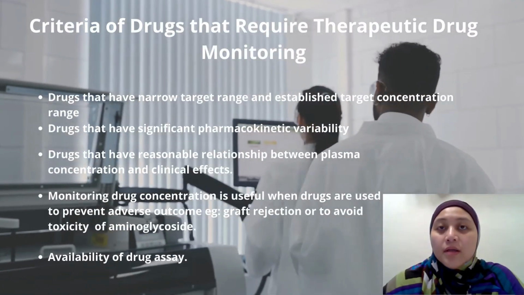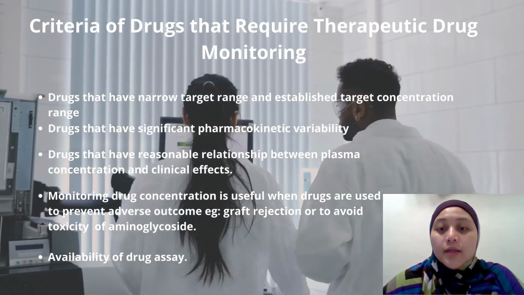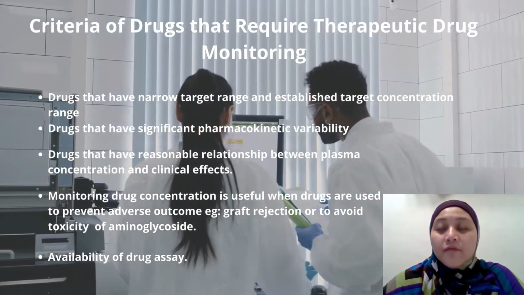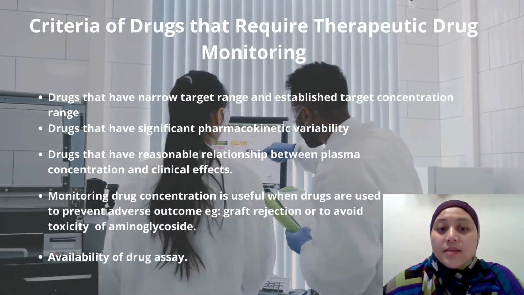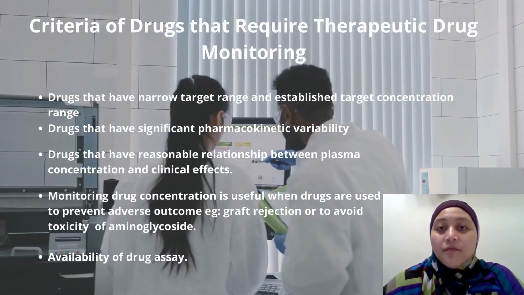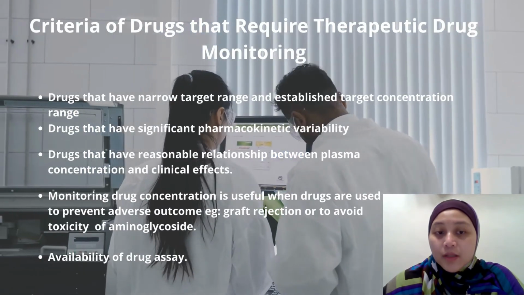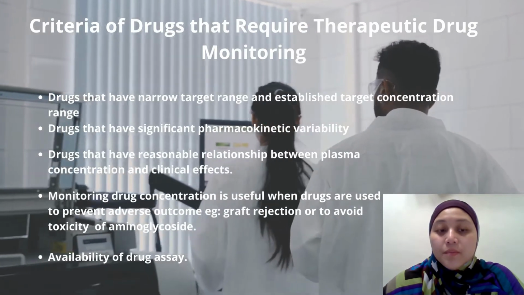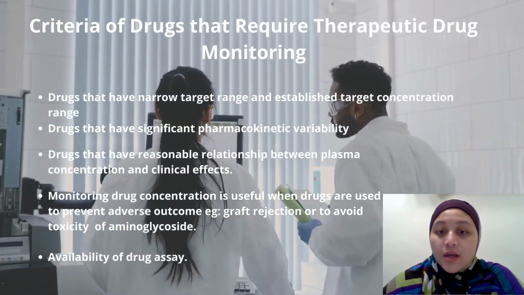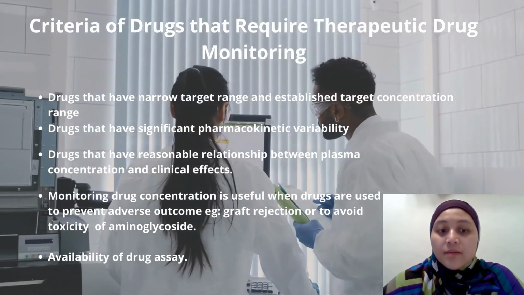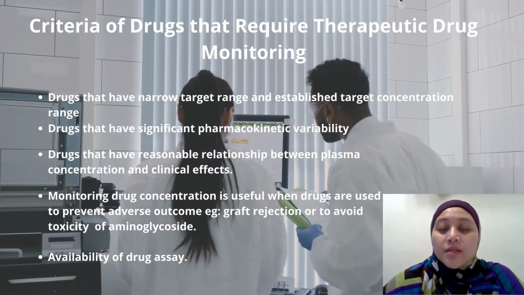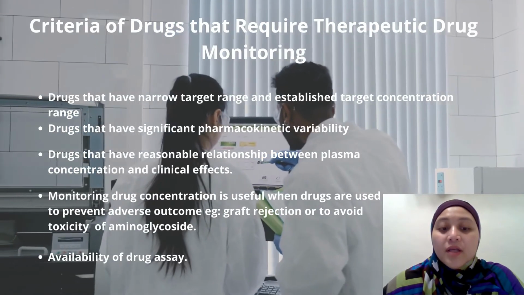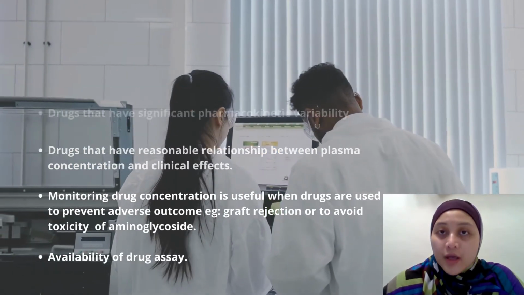Now let's see what the criteria are for drugs that require therapeutic drug monitoring. The first one is drugs that have a narrow target range. Secondly, drugs that have significant pharmacokinetic variability. Thirdly, drugs that have a reasonable relationship between plasma concentration and clinical effects. Fourthly, drugs that have an established target concentration range. And finally, the availability of a drug assay.